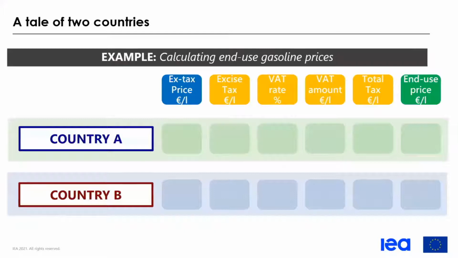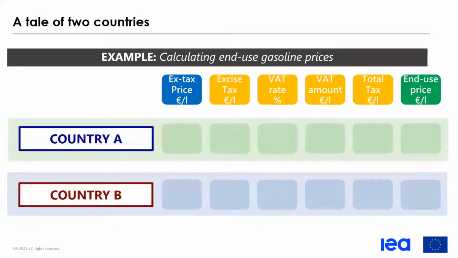To better understand each of those price components and how these can affect the end user price, let's have a look at a simple example of two hypothetical countries, A and B. Country A and country B have two different ex-tax prices for gasoline. This may depend on the different relative scarcity of the oil resources in the two countries or on different refinery and distribution costs.